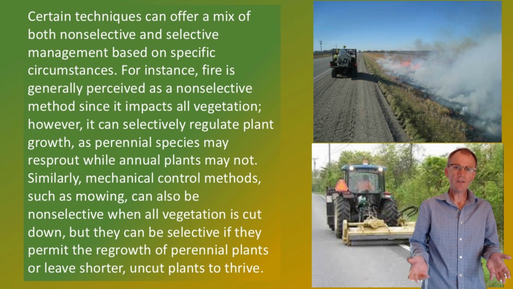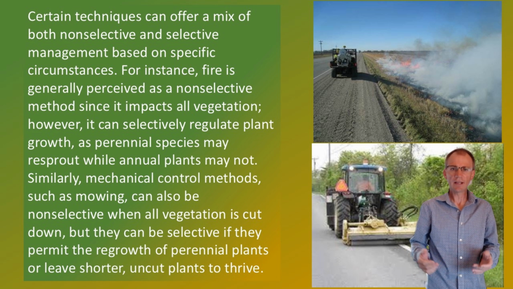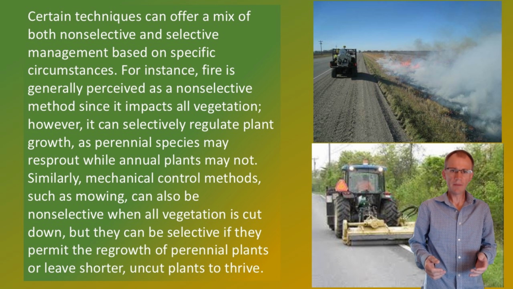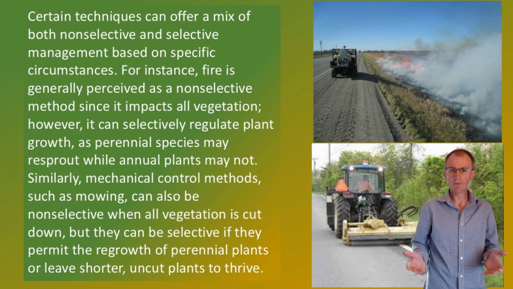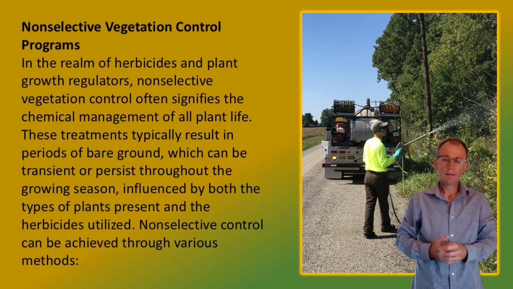For instance, fire is generally perceived as a non-selective method since it impacts all vegetation. However, it can selectively regulate plant growth, as perennial species may re-sprout while annual plants may not. Similarly, mechanical control methods such as mowing can also be non-selective when all vegetation is cut down, but they can be selective if they permit the regrowth of perennial plants or leave shorter, uncut plants to thrive.